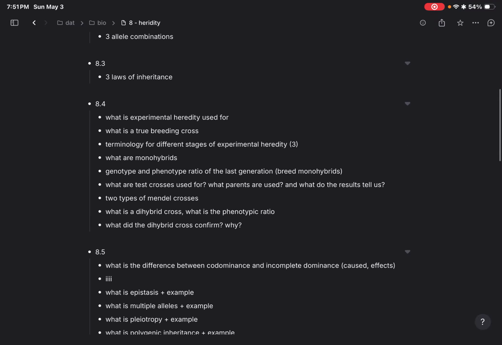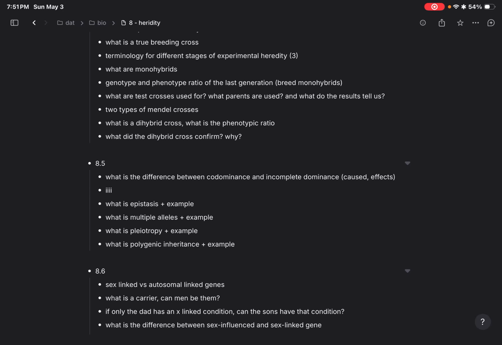So yeah. What is the difference between codominance and incomplete dominance, cause and effects? So incomplete dominance is when you have two alleles that are not fully dominant. So it'll form a blend of colors. You'll get a third phenotype. It'll just be a blend. So if you have red and white, you're going to get a pink one. That's going to be your third phenotype.